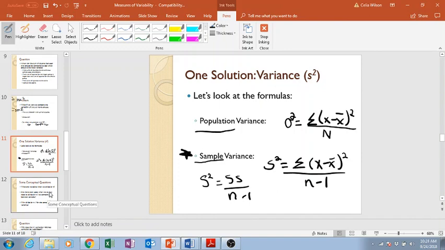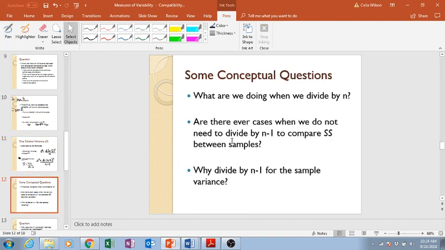All right, so let's think about some questions. One of these we're going to hold off on. What are we doing when we divide by n? Anytime you divide by n, you're removing the influence. Well, that's terrible writing, but you get what I mean. When we divide by n, we're removing the influence. This question we're going to wait on, and this one we're going to talk about.